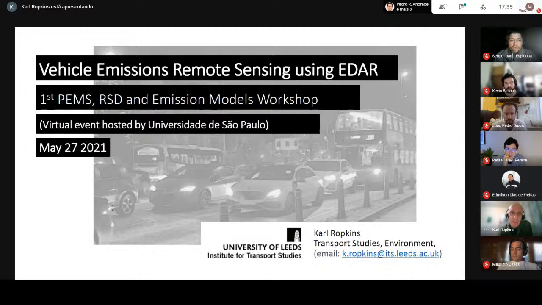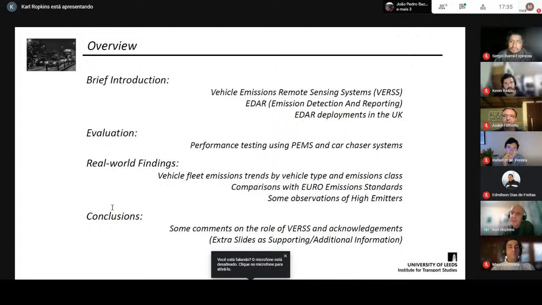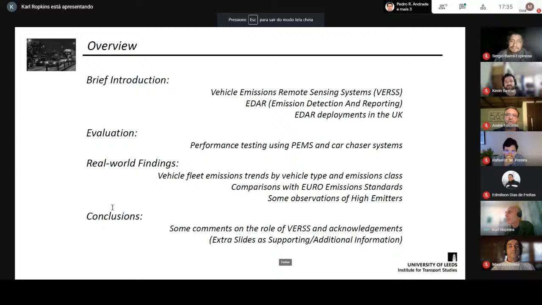So I was going to talk about EDAR, which is one of the remote sensing techniques. It's a measurement method that focuses on measuring the emissions of a passing vehicle. Apologies to those people that work with satellite data and also use the term remote sensing, but in this case we're talking about something a little bit nearer to Earth, things that measure the emissions of a vehicle as they pass by. Robin mentioned them briefly in his talk previously.